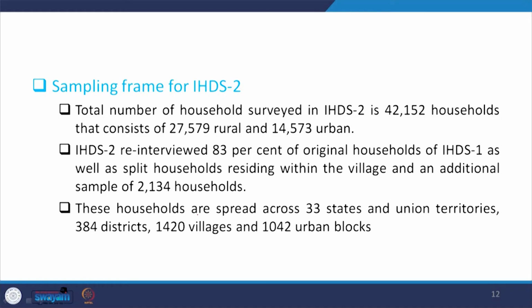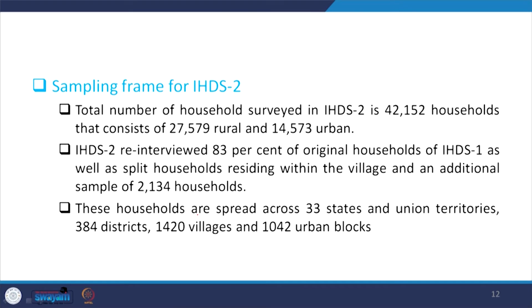Regarding urban blocks and so on, we discussed some ideas in NSS, but not necessarily the same is carried forward in IHDS. You have to mark carefully for the IHDS. So, so far as the sampling frame of IHDS 2 is concerned, on the previous page I discussed IHDS 1, now we are discussing IHDS 2. In IHDS 2, the total number of households surveyed was 42,152, consisting of 27,579 rural and 14,573 urban.